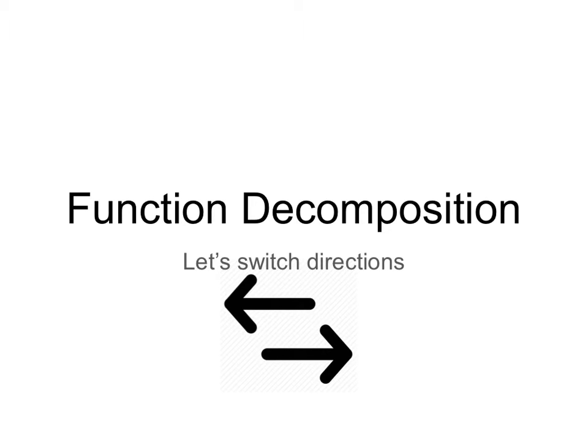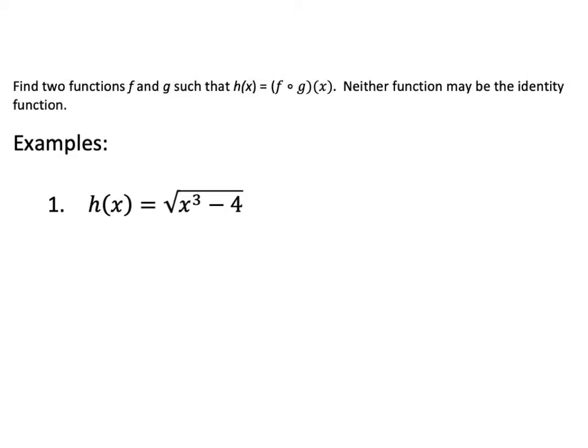In this lesson, we're going to build on function compositions, but we're going to switch directions. We're going to go backwards. So we're going to decompose, meaning you're going to be given a function, and you've got to develop two functions that could have been composed to create your given function. It's often easy to understand with an example.